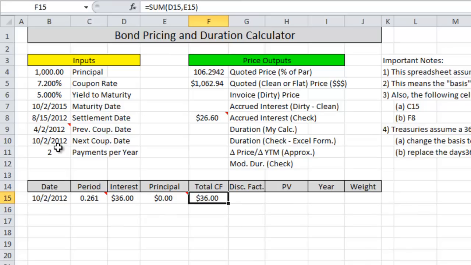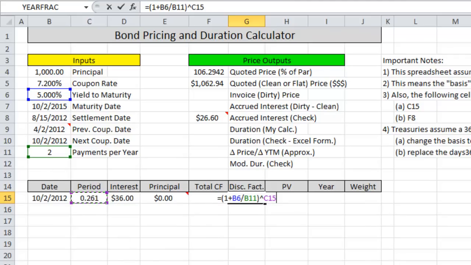Now, to get our discount factor, remember, when you want to find the present value of a cash flow in the future, that cash flow goes in the numerator, and in the denominator, you take 1 plus the periodic rate raised to the number of periods. So our periodic rate in this case would be the yield to maturity divided by the compounding periods per year, and we need to raise it to the total number of periods. Well, in this case, we don't have a full period. We have a fraction of a period. In fact, it's 26.1% of a full period. So there's our discount factor.